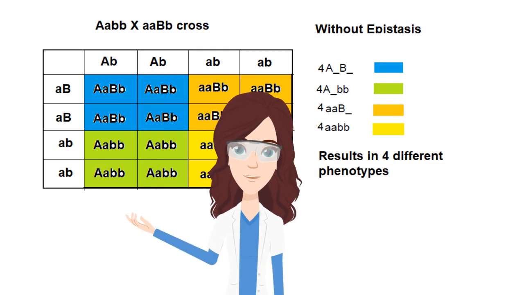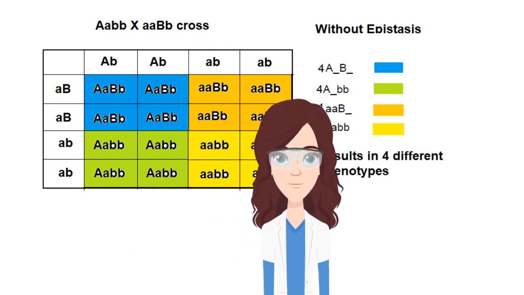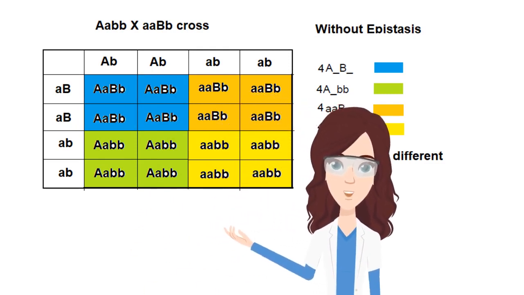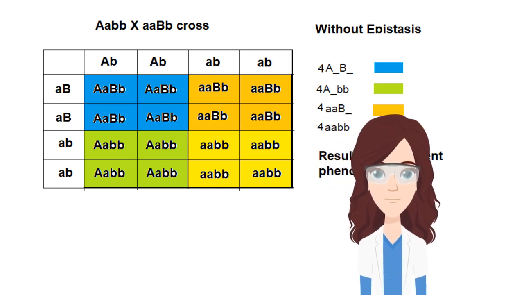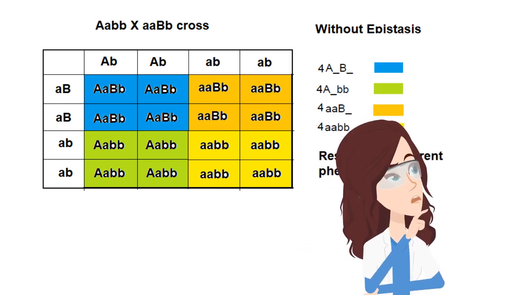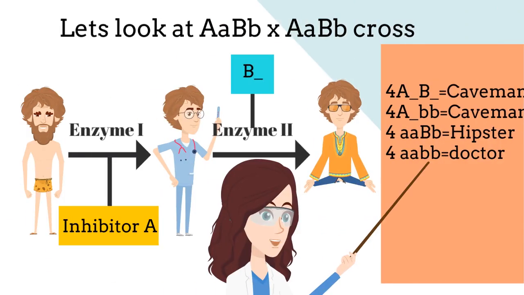Looking at the Punnett square, we could see that without epistasis, we can expect to get an equal amount of each of these phenotypes. But I kind of want to know, what would happen to the phenotypical ratios if we ran this through our epistatic Bob pathway? Oh, well, look at that!